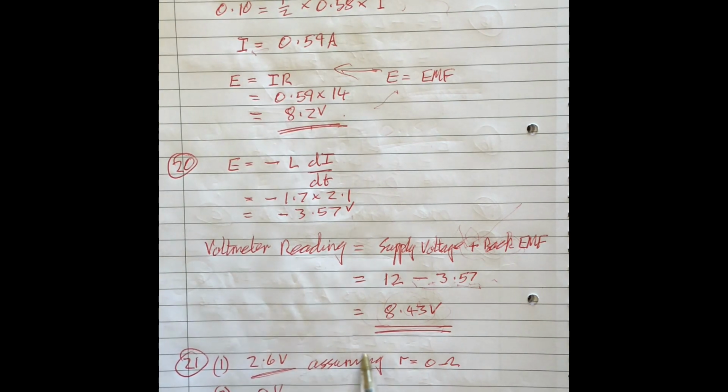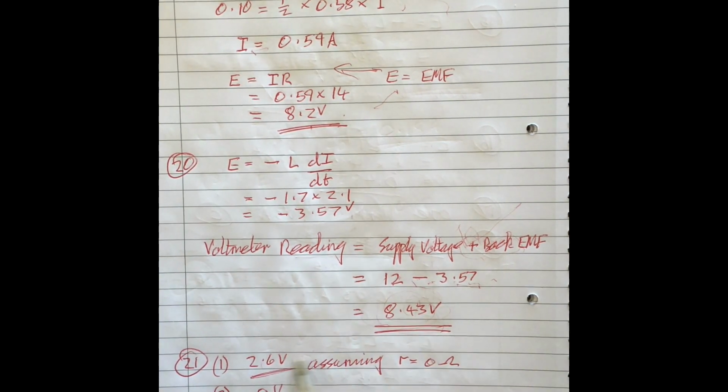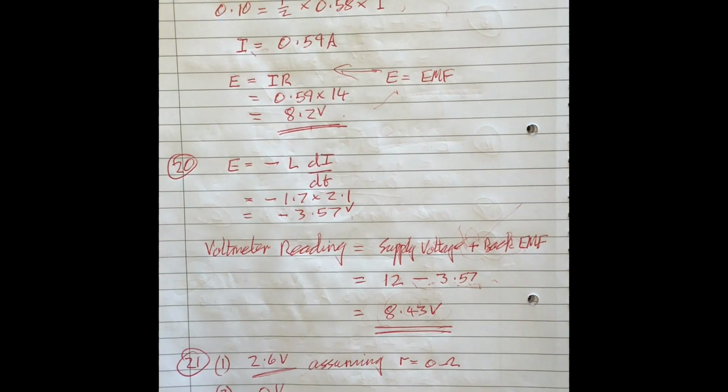It'll be 2.6 volts, assuming there's no internal resistance. Part 2, it'll be 0 volts. And part 3, current, voltage over resistance, 2.6 over 14.19 amps.